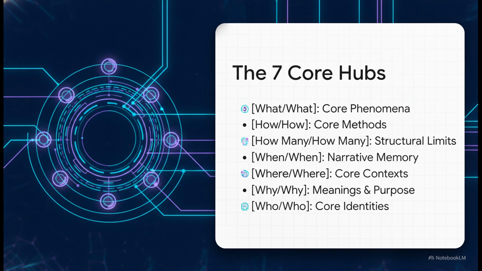When is basically the narrative engine. It acts as the chronological memory. Where maps out spatial topologies. Why contains the teleological purposes, meaning the much deeper why that drives the entire system forward. And finally, who catalogs recognized identities and archetypes. It's just an incredibly logical, clean way to slice up and map reality, isn't it?